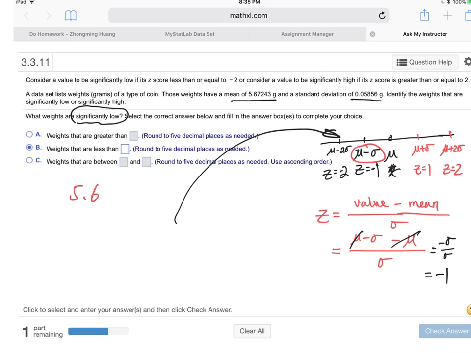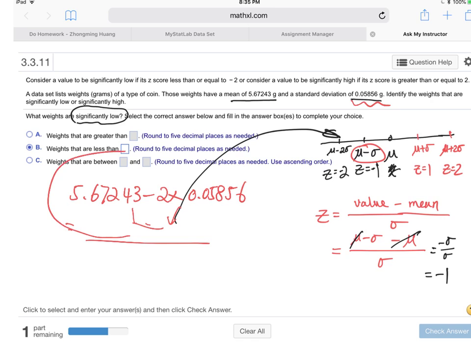So 5.67243 minus twice the standard deviation, which is 0.05856, and then after the algebra, that would be the number that you want to fill in here. So any value that is lower than this particular number, I'm skipping the algebra now, those values would be considered significantly low. So this is how I would solve this problem.